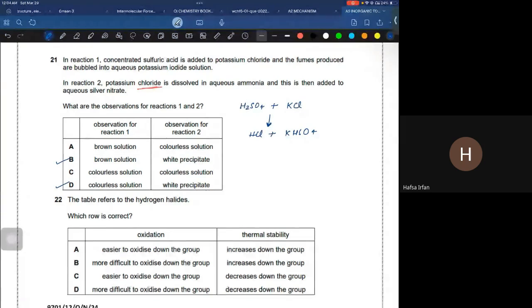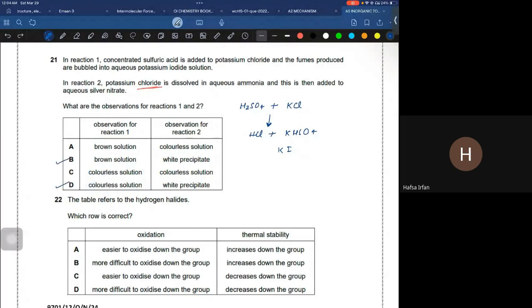And they are saying the gas is bubbled into aqueous potassium iodide solution. You know, potassium iodide solution is a colorless solution. So the observation for reaction 1 should be colorless. Colorless, you have two options, C and D. Colorless, because potassium iodide is a colorless solution.